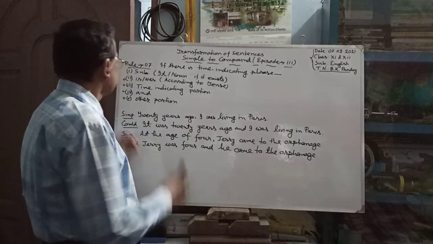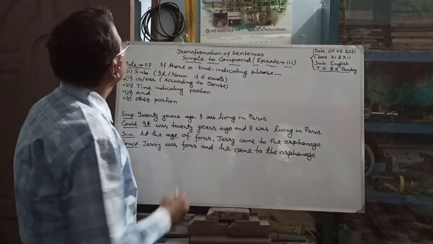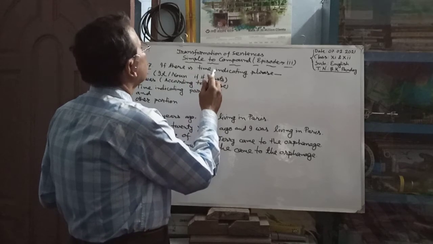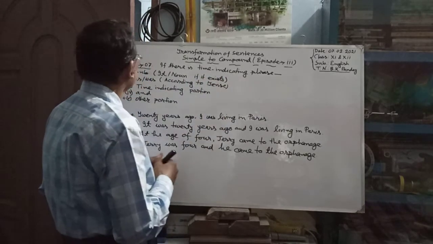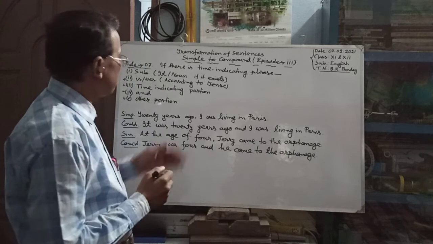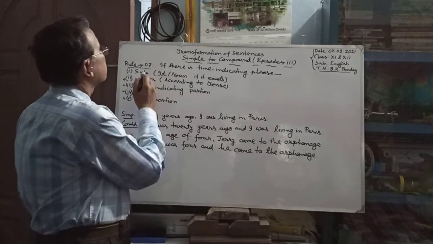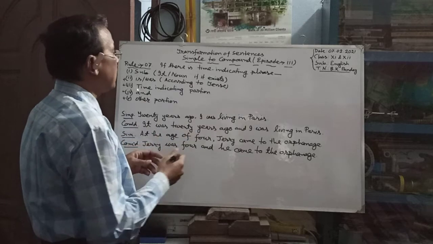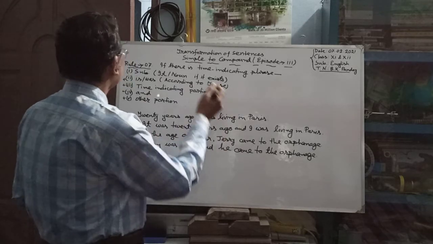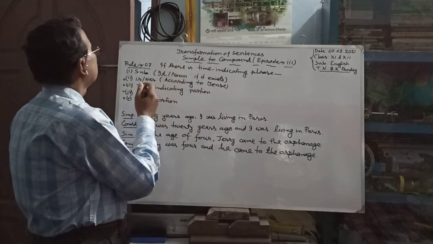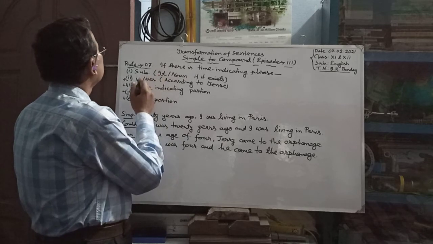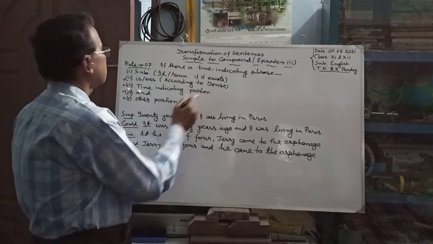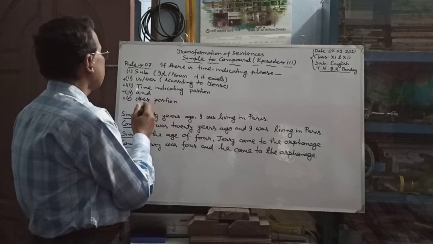Rule number 7. If the sentence indicates a time phrase, then we have to follow this rule. Subject, it is generally "it", and if there is any noun in the second portion, we have to bring it. Then is or was according to tense, then the time indicative portion, then "and" and the other portion.